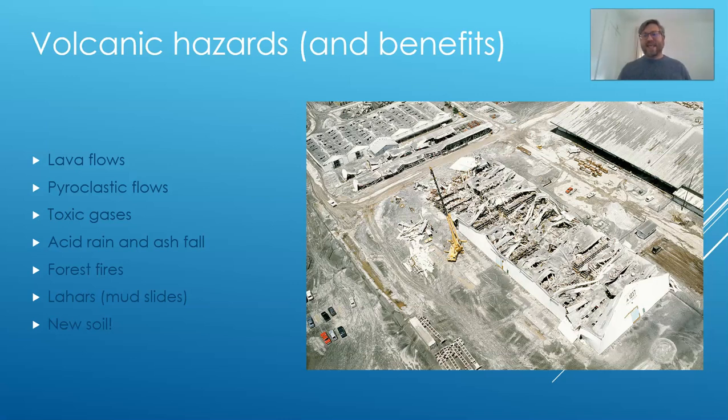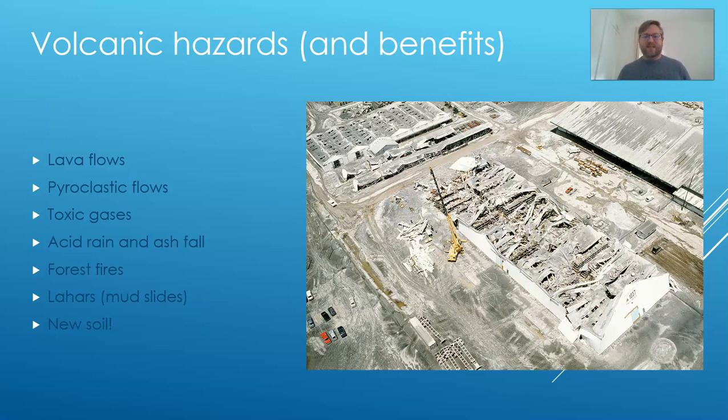There are also toxic gases. So I mentioned, one of the things that creates the differences between the different kinds of eruptions is these gases that are trapped in the magma and how trapped are they in that magma and how do they escape when they get out. Well, those gases are often very toxic.